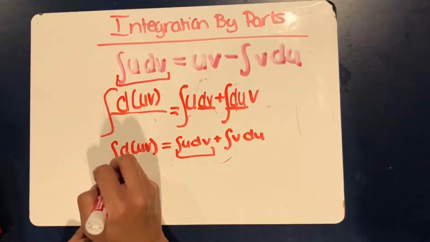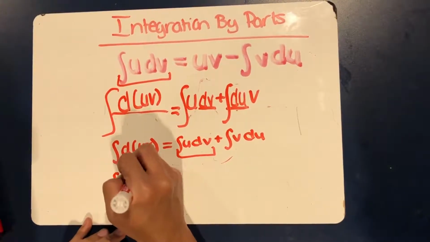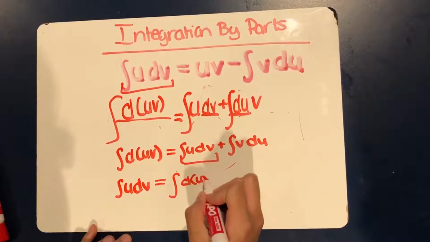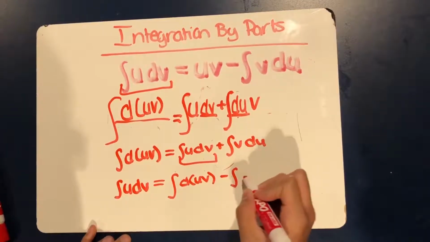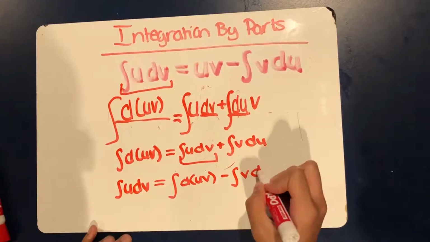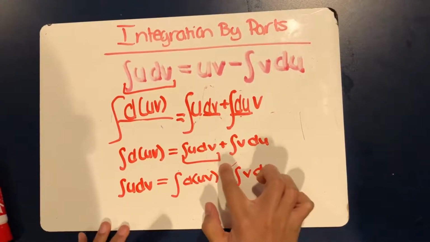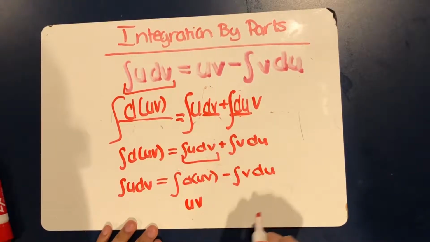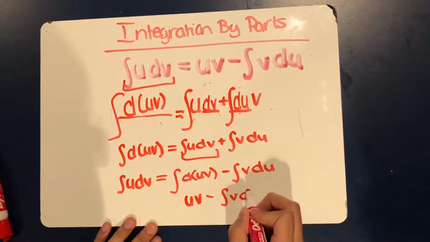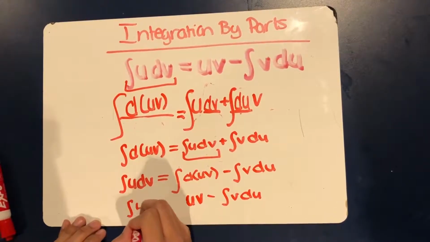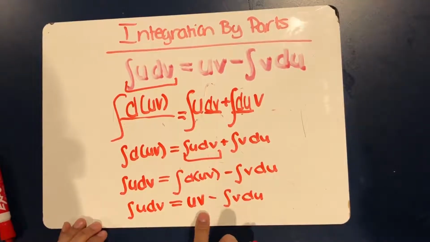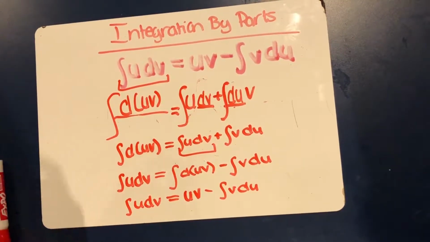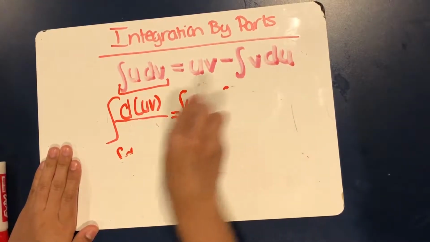So that leaves us with the integral of u dv equal to the integral of the differential of uv minus the integral of v du. So the integral of the differential of uv, that's simple, that's just equal to uv. So we can say uv minus the integral of v du, and we can say that's equal to the integral of u dv. So that gives us the original equation. That's a proof right there.